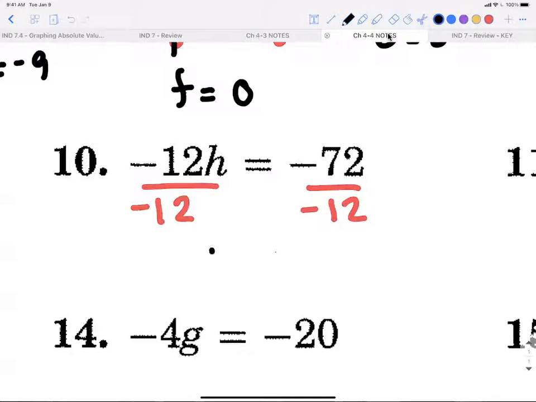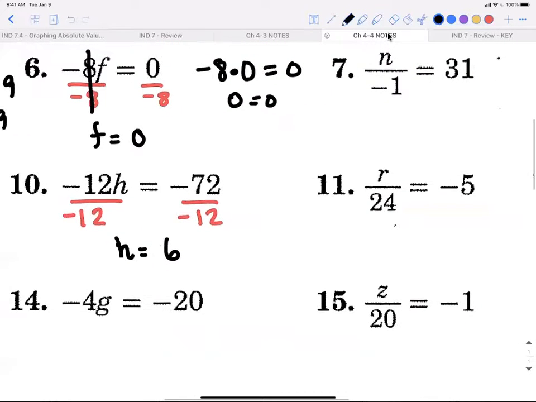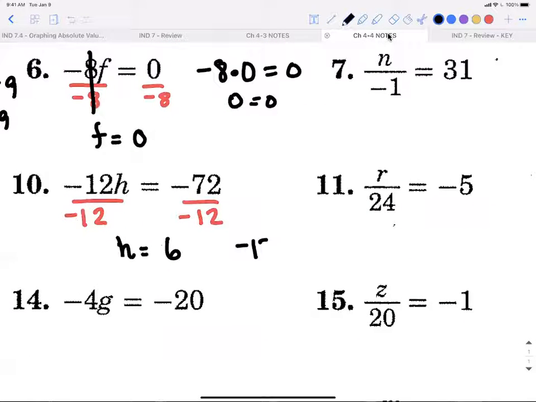The negative 12s cancel out. And negative 72 divided by a negative 12 is going to give me a positive 6. Good. Check it by taking negative 12 times 6 equals negative 72. Negative 12 times 6 is negative 72, so it checks out. Okay. Are we good there? Yes.